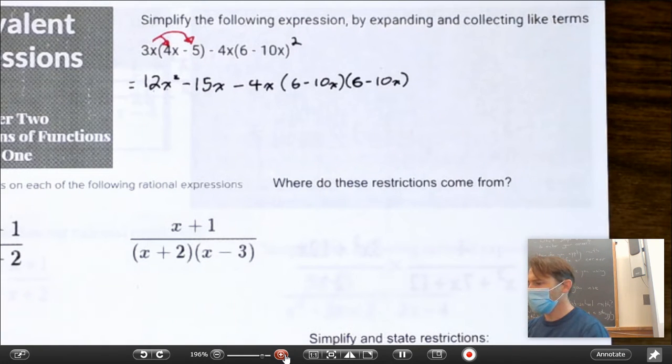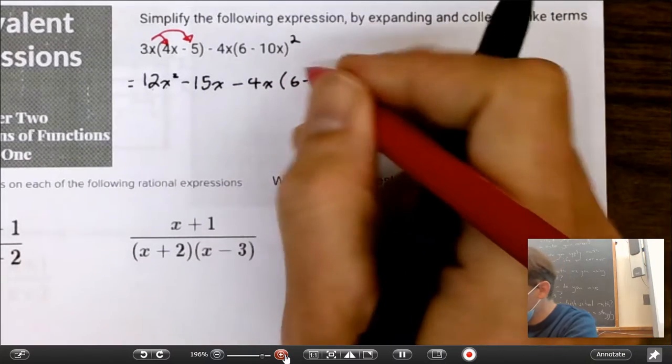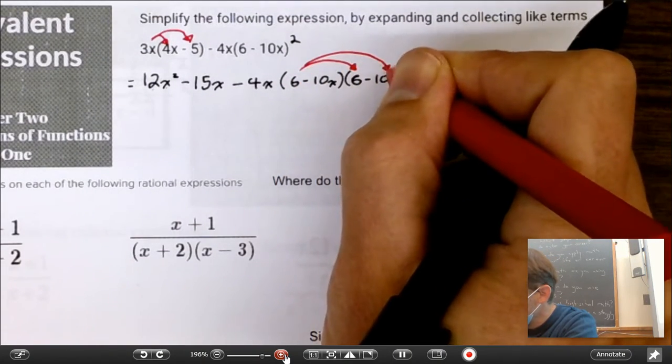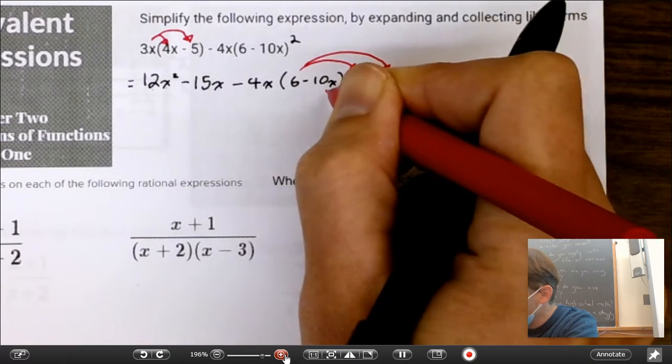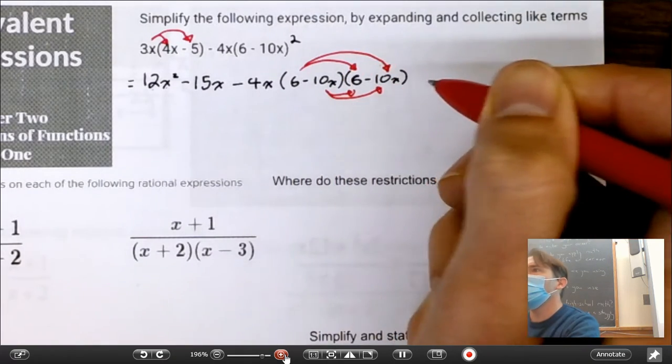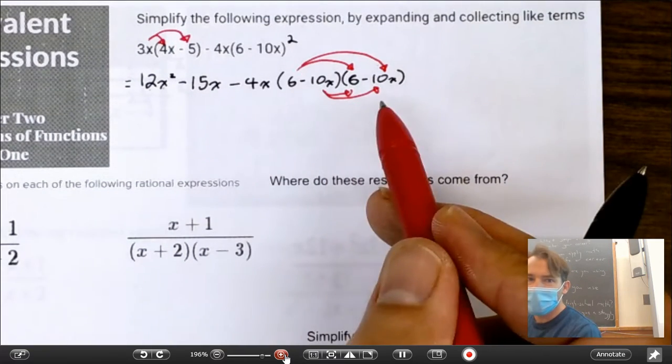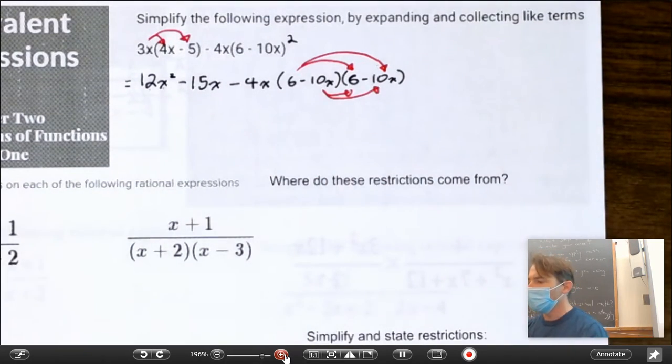Maybe just to see the steps. That's exactly it. I want to be able to see the FOIL. If I try and do this in my head, I might get it right or I might not. I might make mistakes and miss one of these terms. If I expand it, then I can see I need to apply the FOIL rule to that so that I can get all my terms right.